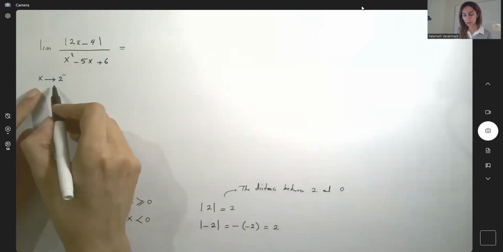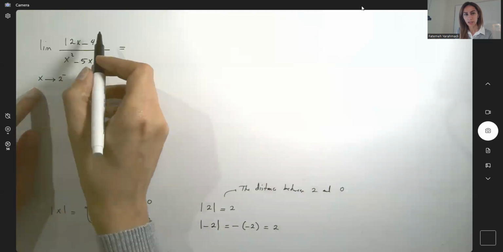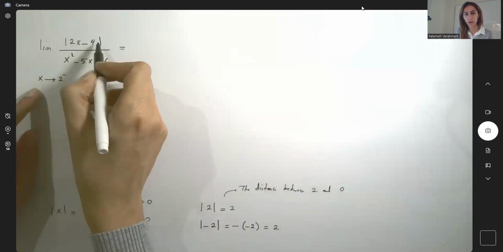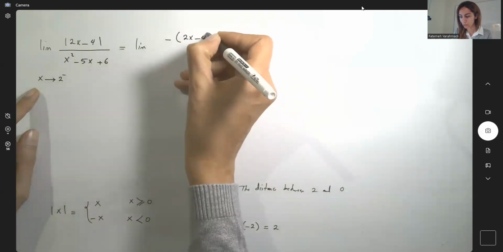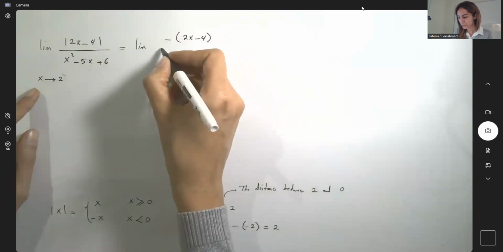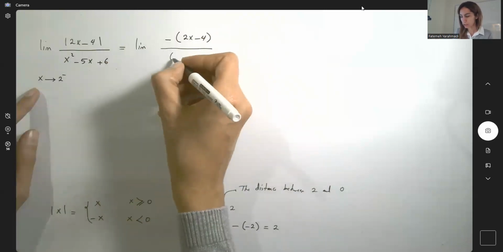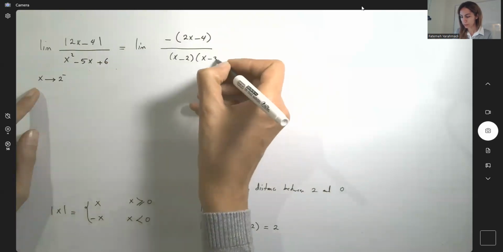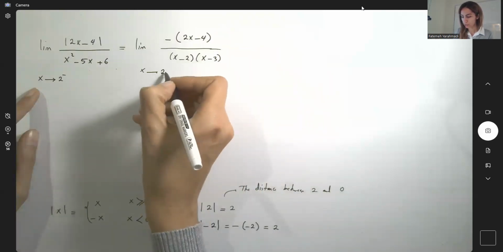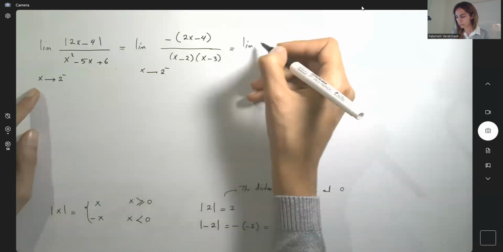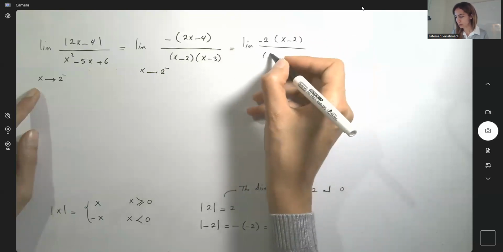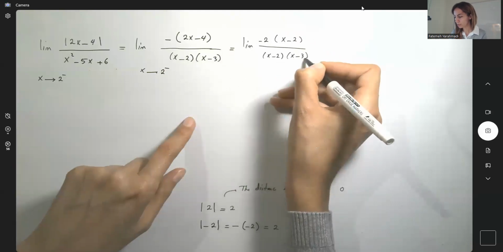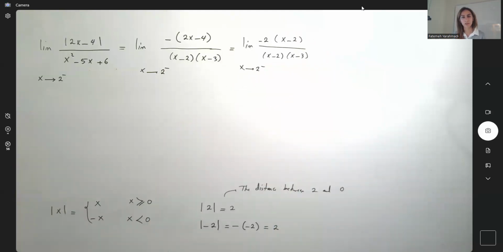Since x is getting closer and closer to 2 from left-hand side, this quantity is a negative quantity. So we're going to put a negative sign in front of 2x minus 4, and get rid of the absolute value. Divided by, factor this guy out, you get x minus 2 times x minus 3, as x approaches 2 from left-hand side. So on the numerator, you have the limit of negative 2 times parenthesis x minus 2, we just did the factorization, and then you have x minus 2 times x minus 3 as x goes to 2 from left-hand side.